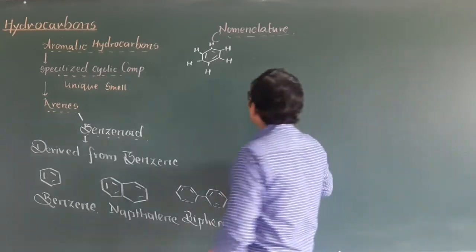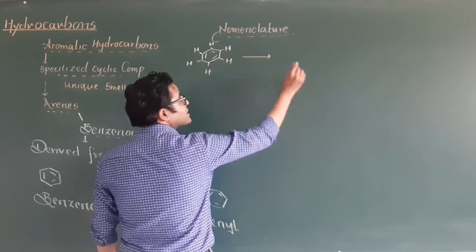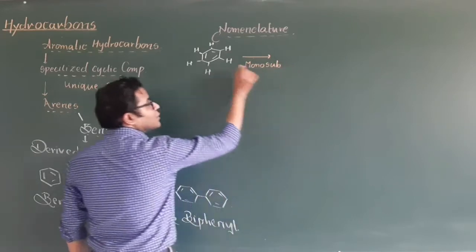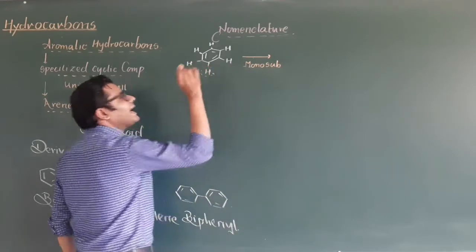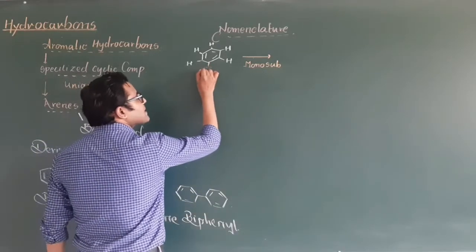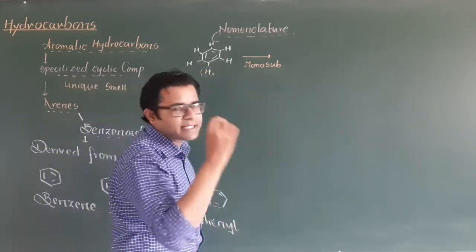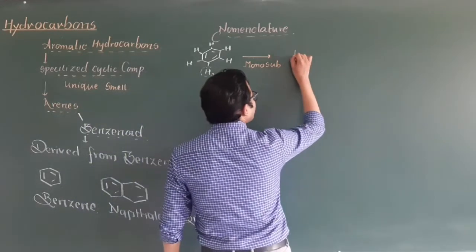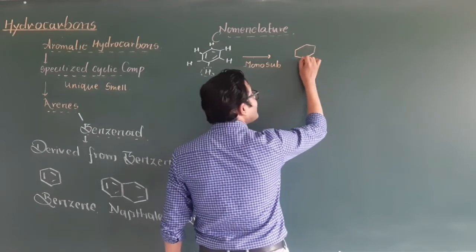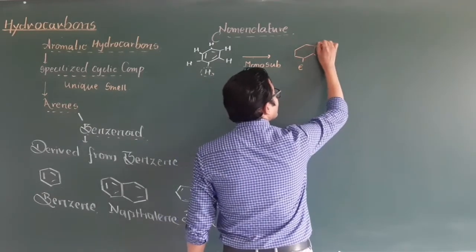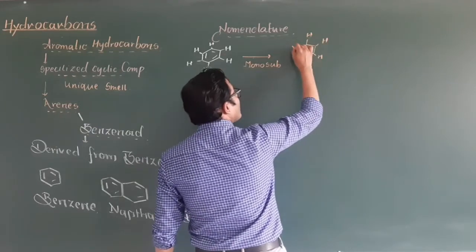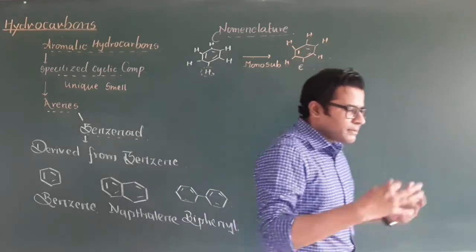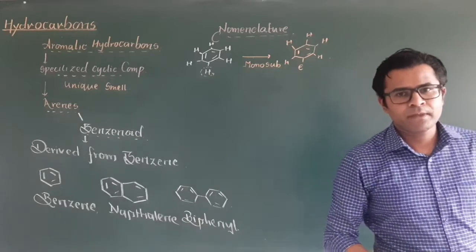So whenever we take a look at monosubstitution, you are going to replace only one of these hydrogens. Let's say we are going to replace this hydrogen by some group, let's say an electrophile. When that happens, it is going to give rise to only one type of compound. Only one type of product is going to be obtained, due to which the naming becomes easier for this one.